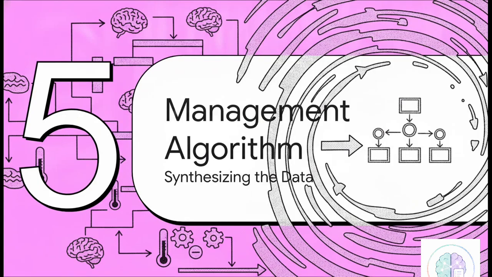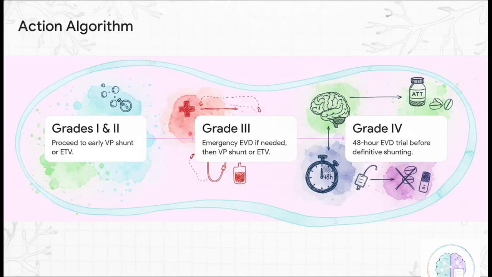Section 5. The management algorithm. Okay, let's tie every single grade, rule, and variable into one incredibly practical algorithm. A TBM patient with hydrocephalus comes in. First thing, you grade them. If they're MVG grade 1 or 2, boom, straight to an early VP shunt or ETV.